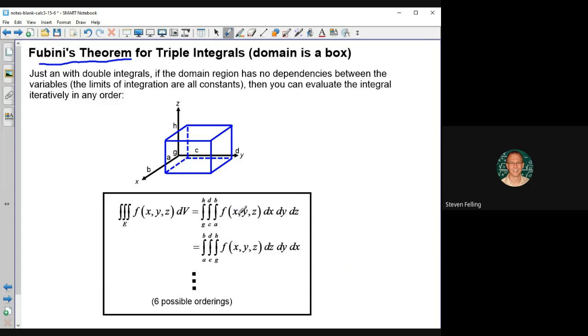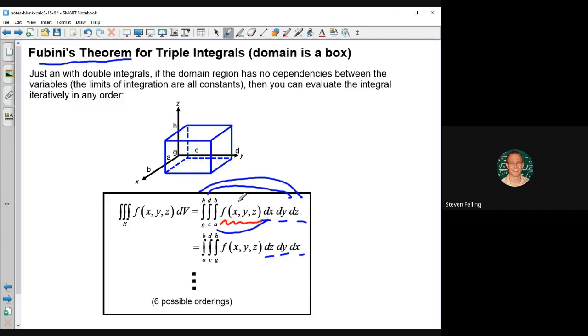Right? But it does mean that you can evaluate iteratively, starting with the innermost integral, and then taking the result of that, and then plugging that into the next level, and then taking that integral and finally evaluating the outermost. So we'll always work from the inner to the outer, right? And there are 6 possible orderings of these dx, dy, and dz's. And in some cases, some would be easier to evaluate, and some would be less easy.